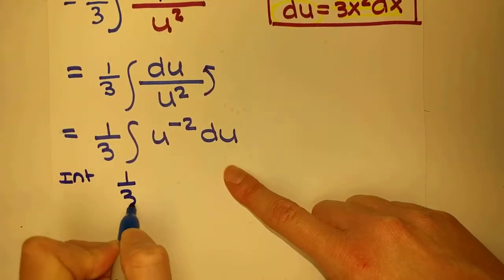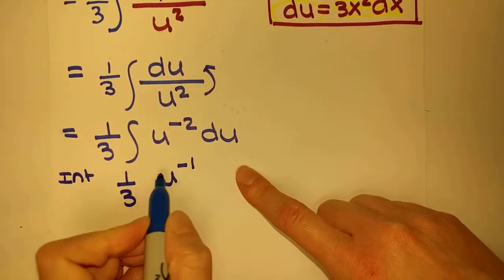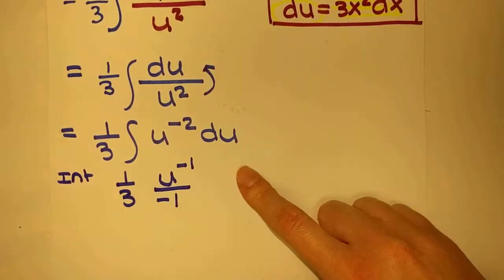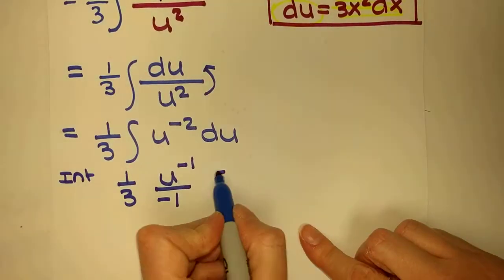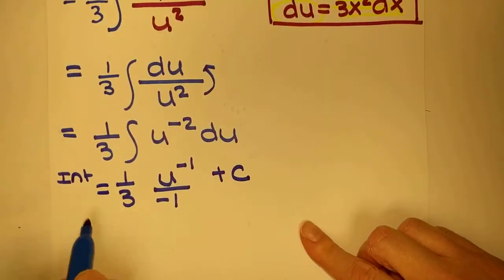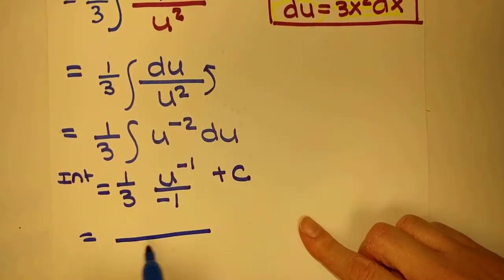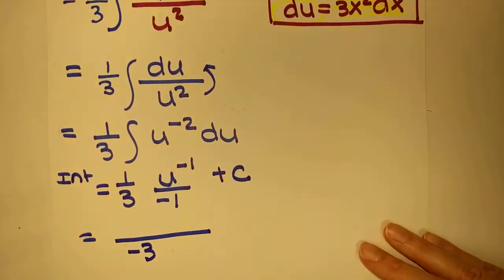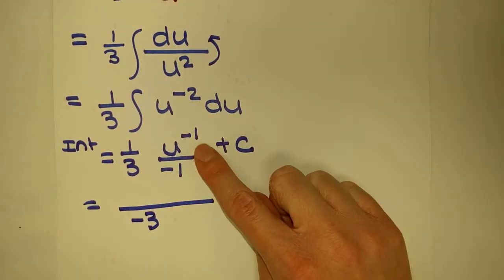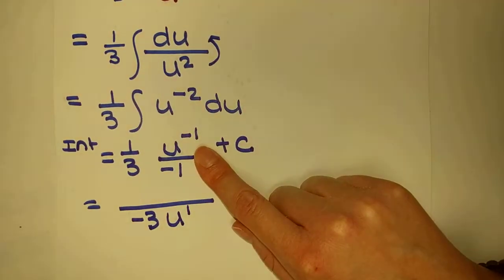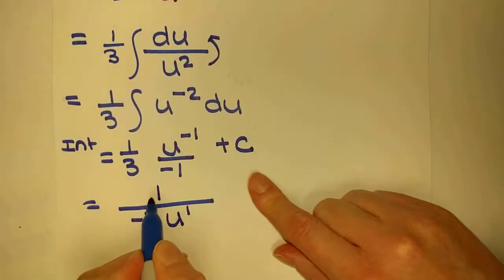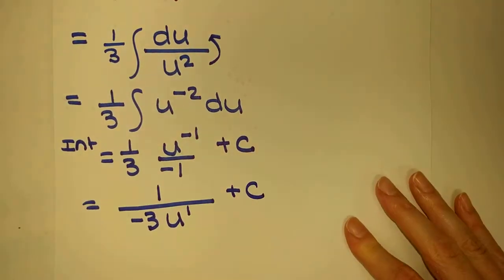So I will have 1/3 and then u to the negative 1 over negative 1. Again, adding negative 2 to 1 is just going to give us negative 1, and then plus c. All right, so multiplying straight across here, you're looking at negative 3 in the denominator. You could keep the u as a negative exponent in the numerator, or you could pop it down to the denominator as a positive exponent. So that would be your integrated step.